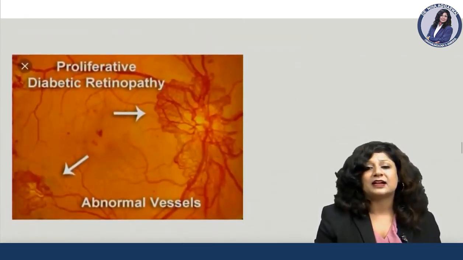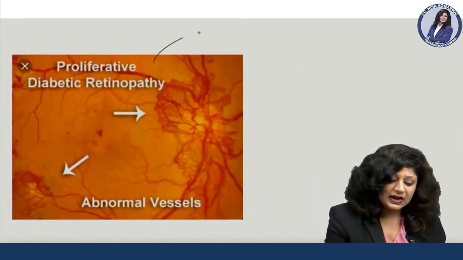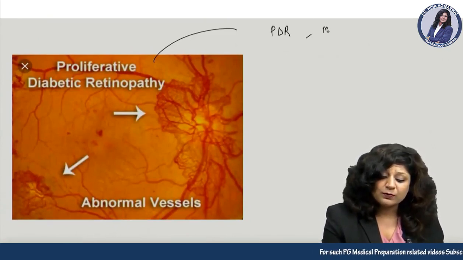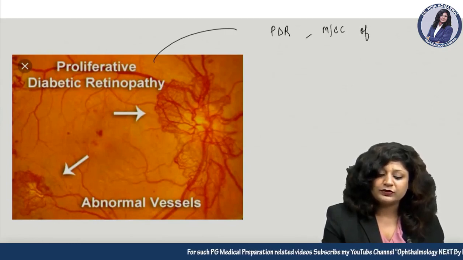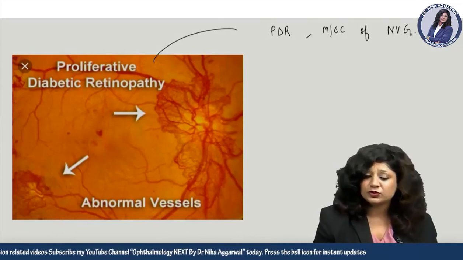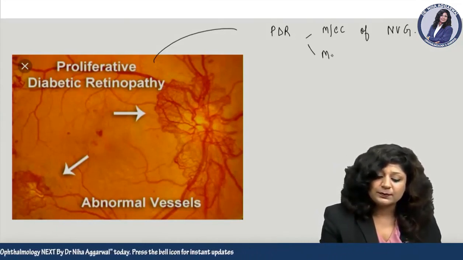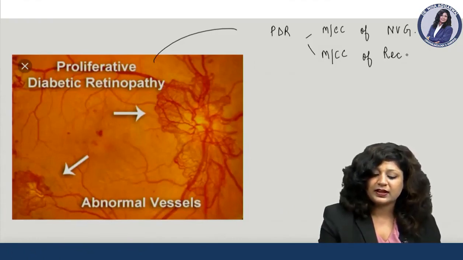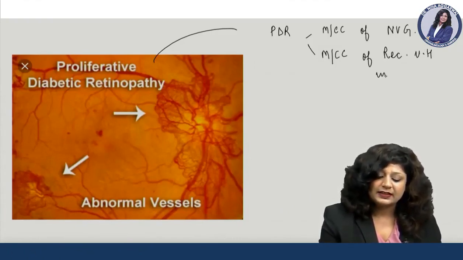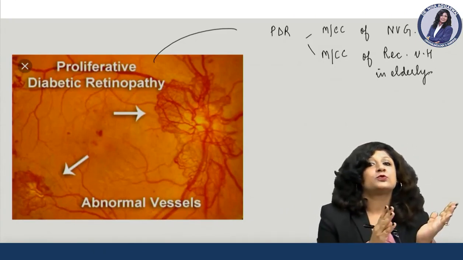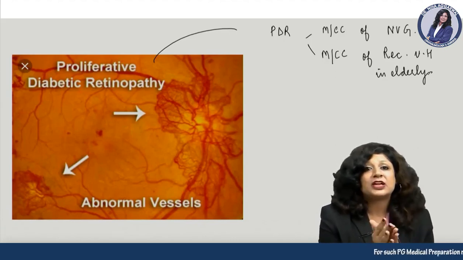Now, what is actually PDR? PDR, the proliferative diabetic retinopathy, was the most common cause of neovascular glaucoma. It was also the most common cause of recurrent vitreous hemorrhage in the elderly patient. Now, why are we saying that it is the most common cause of neovascular glaucoma, and also the most common cause of recurrent vitreous hemorrhage in the elderly?